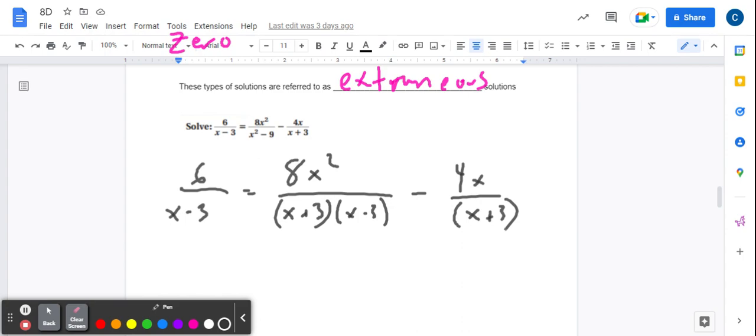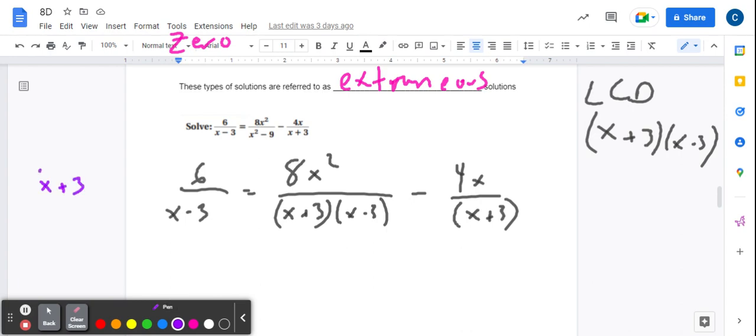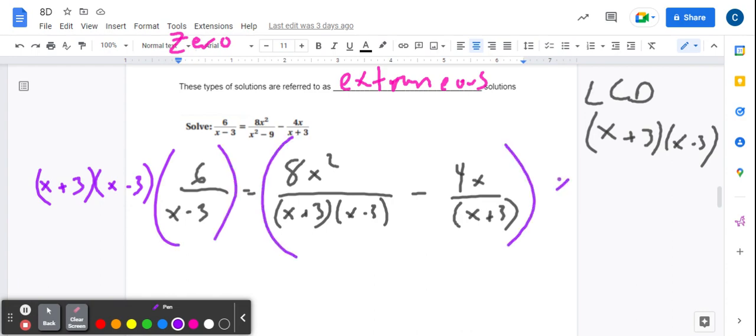So when we're looking at this equation here, we see the least common denominator is going to be x plus 3 times x minus 3. So we can multiply that on both sides. We're going to multiply x plus 3 times x minus 3 to this side and to this side.